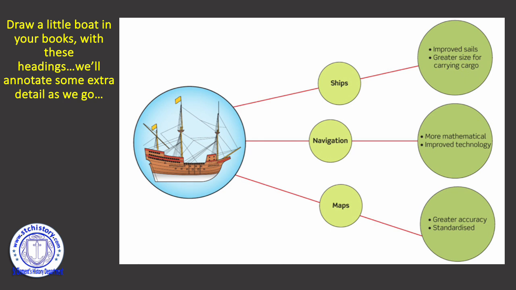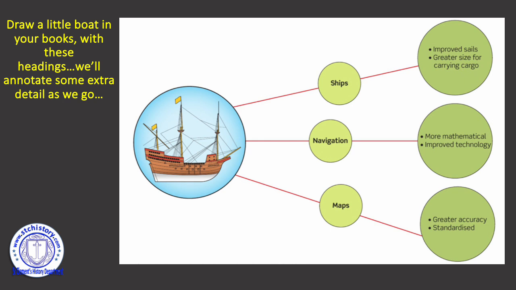Navigation is going to improve as well. It's going to become much more mathematical and technological. So remember, in the medicine course, one of the factors that we talk about a lot is technology. Did technology help medicine improve? In this case, technology is definitely going to help navigation to the New World. Now, obviously, we don't have GPS in the 1500s, so we're going to have some tools that are probably as close as we're going to get to that.